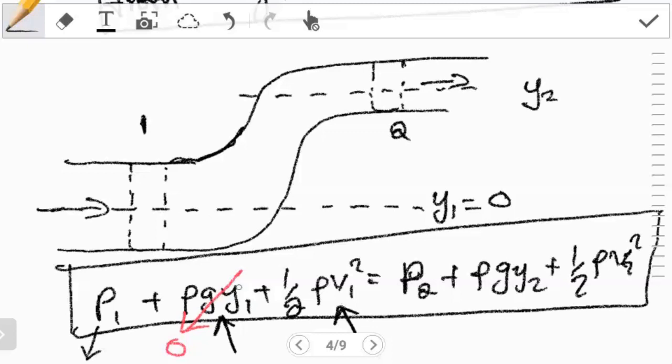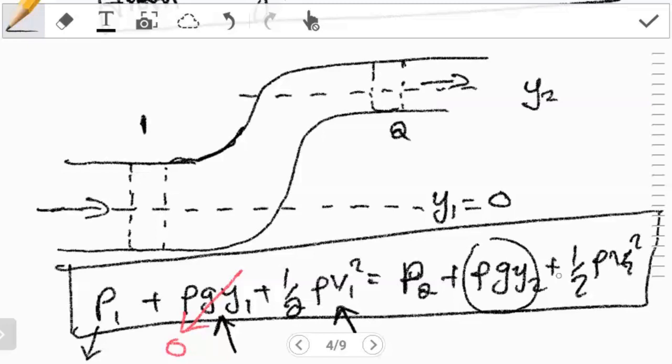The right side, that is at point 2. It's the same questions. Do you have pressure at point 2? If you do, the P2 term will remain. And the next thing is, do you have some height there? Is there potential energy there? If there is, then the term here will remain. And lastly, is the fluid flowing at point 2? If it is, then you're going to have that kinetic term, which will also remain.